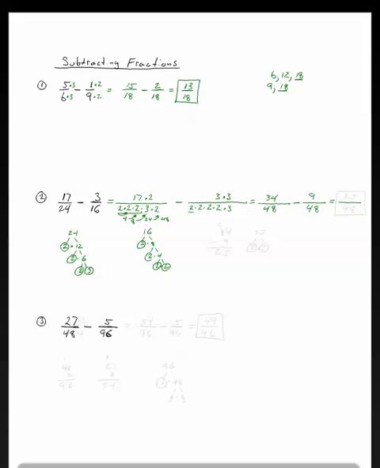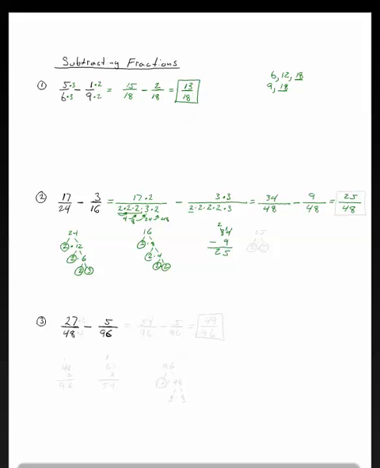Now we want to subtract, so my denominator stays the same, 48, and I need to do 34 minus 9. So I write 34 minus 9. 4 minus 9 I cannot do, so I need to borrow from the 3, make it a 2, and make my 4 a 14. 14 minus 9 is 5, and then I just carry down my 2, so I get 25.